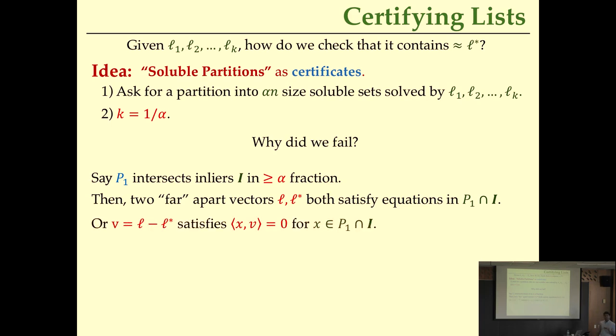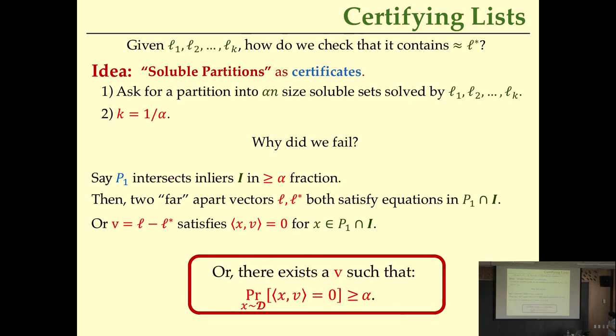That must mean that if I look at the difference of the vectors L minus L star, if L is not equal to L star, this is a non-zero vector, then x dot v must equal 0 for all x that lie in the intersection of this piece P1 and the inliers. So what we have proven is that there is a direction v which is non-zero, such that alpha fraction of the inliers are orthogonal to this direction. If the sample is large enough, then you can conclude that the same property holds for the distribution of inliers. We verified it for the inliers that we see, but if it's large enough, you can imagine some standard convergence arguments will go through. And you can conclude that when you choose x iid from the distribution D, then x dot v is 0 for at least alpha fraction of the points.